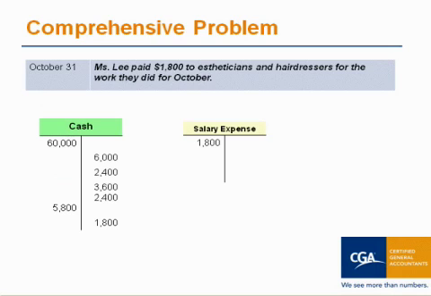Some expenses to generate those revenues. She had to pay $1,800 to the estheticians and the hairdressers for all that work they did in the month of October. So in order to record the payment for the salaries, we will post a credit of $1,800 to cash, reducing that asset account by the $1,800. We'll also post a debit entry to our salary expense, increasing that account balance by $1,800.